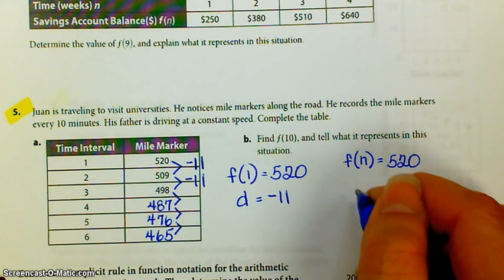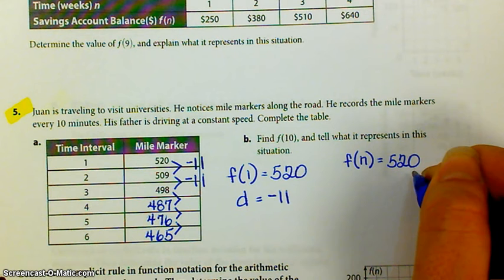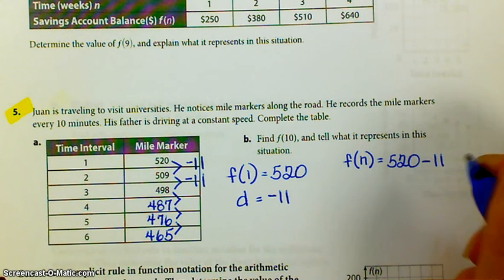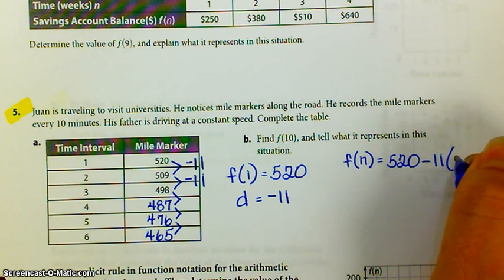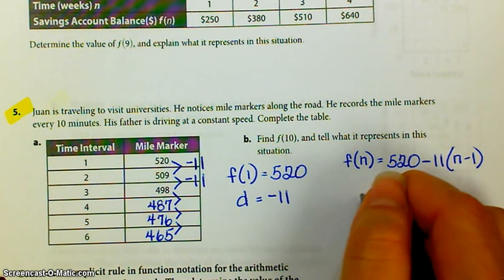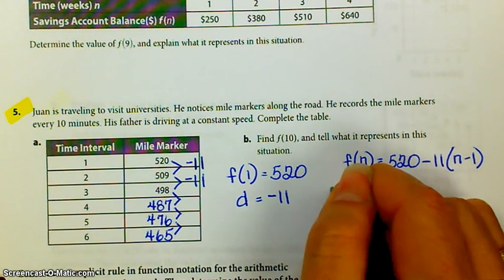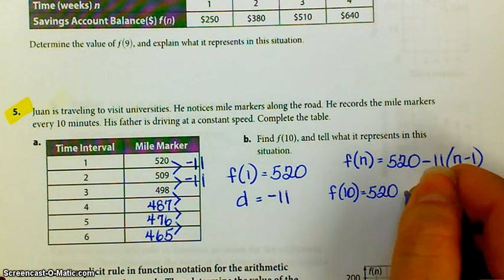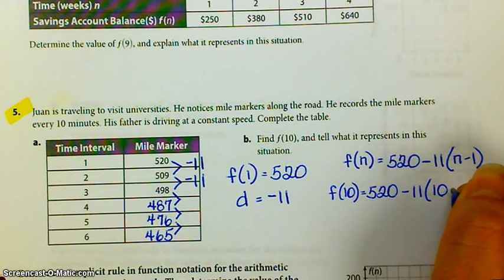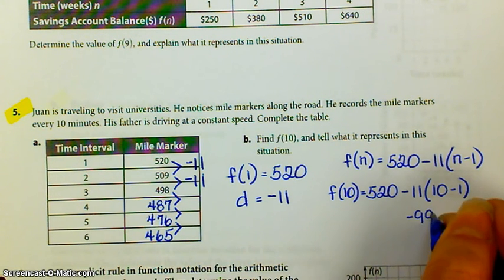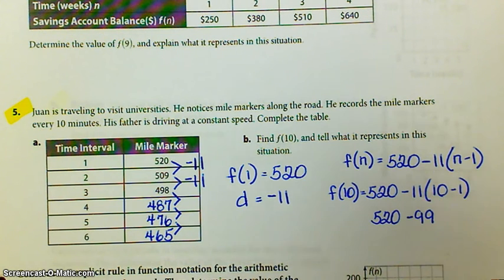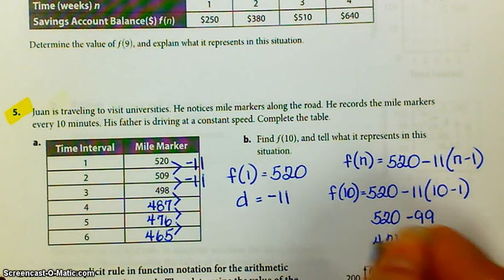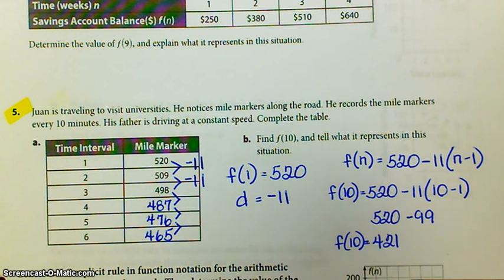Where were we? Explicit rule, f of n is equal to the f of 1 value, 520. And then this time it's going to be minus 11 because it's decreasing by 11 each time. And we're going to do n minus 1. All right, so putting all that together to find f of 10: 520 minus 11 times 10 minus 1. Okay, so 10 minus 1 is really 9. 9 times negative 11 is negative 99. So we have 520 minus 99, and that is 421. So that means the mile marker at time interval 10 is 421.